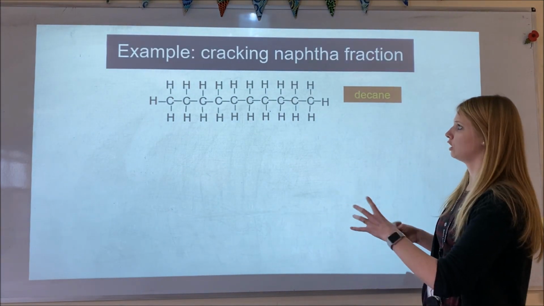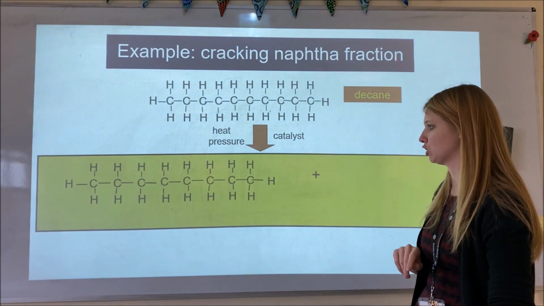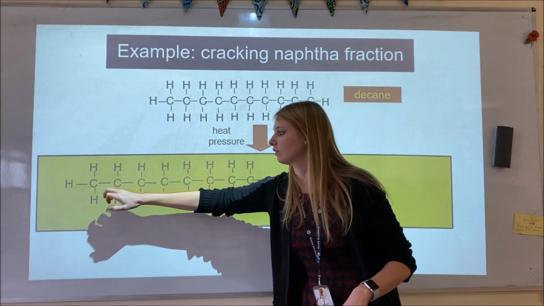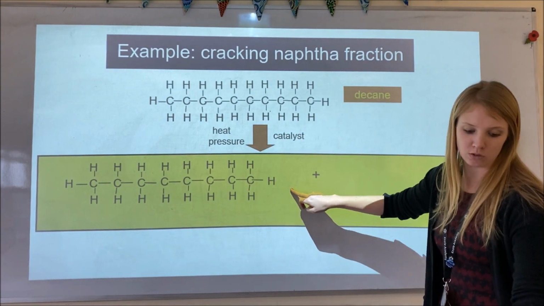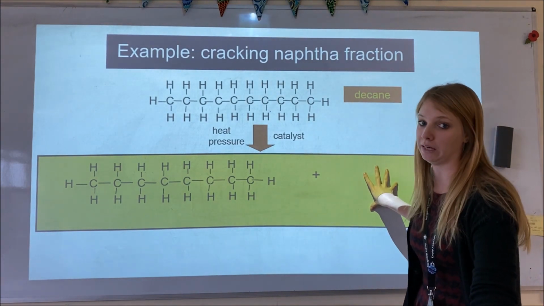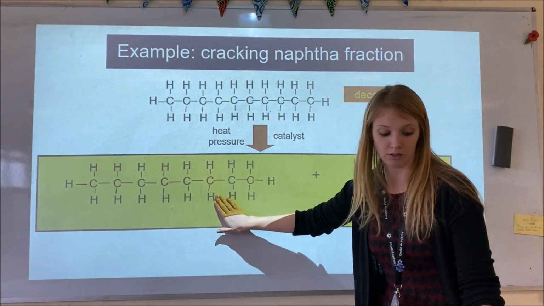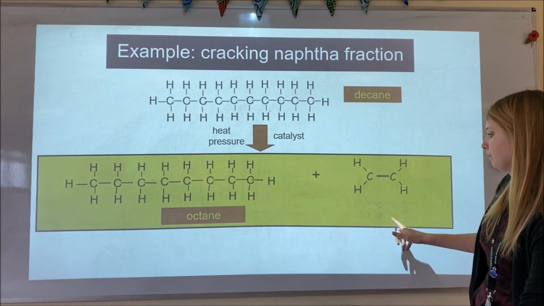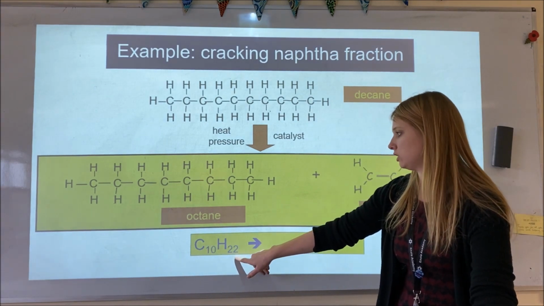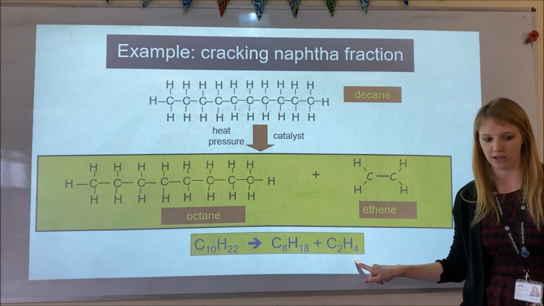So, as an example, we have our decane again. If we add lots of heat and pressure, I can make this molecule, which has got 1, 2, 3, 4, 5, 6, 7, 8 carbons, which means my other molecule has to have 2. And because this is an alkane, the other one has to be an alkene. And here we go. We have our ethene. This one has 8, so it must be octane, and our ethene. If we were to write out the formulas, C10H22, which is this one, goes to C8H18 plus C2H4.